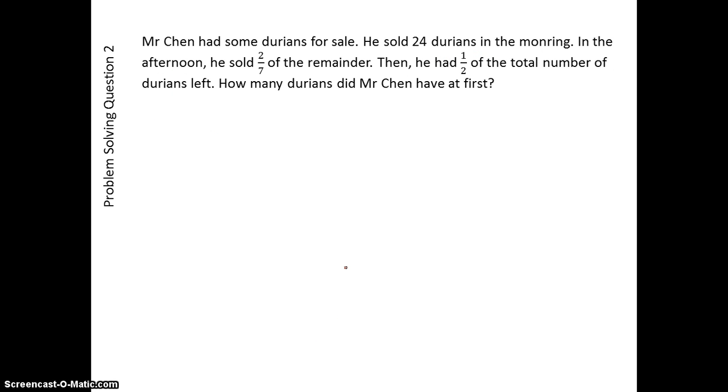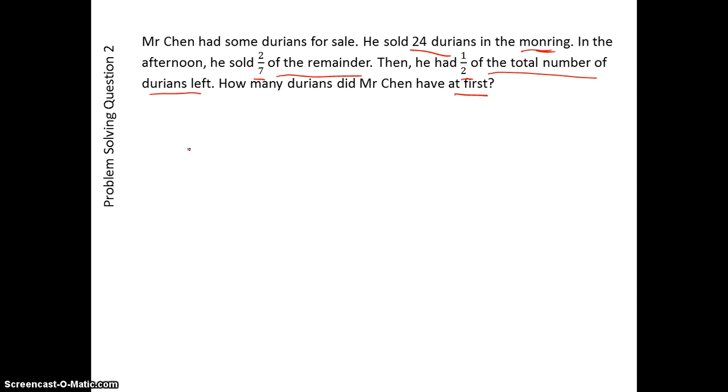Next, PS2. Mr. Chen had some durians for sale. He sold 24 durians in the morning. Again, spelling error for morning, sorry. In the afternoon, he sold 27 of the remainder. Then he had half of the total number of durians left. So how many durians did he have at first? So let's try and understand. There is a lot of information here.